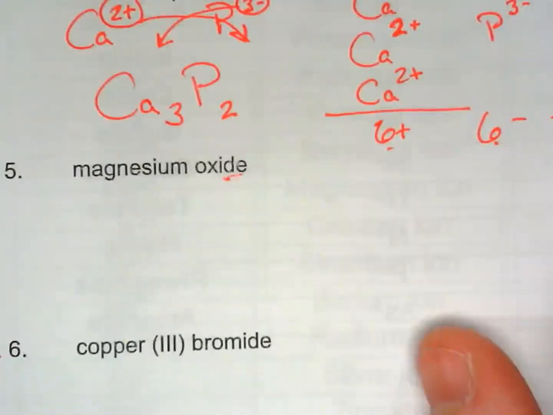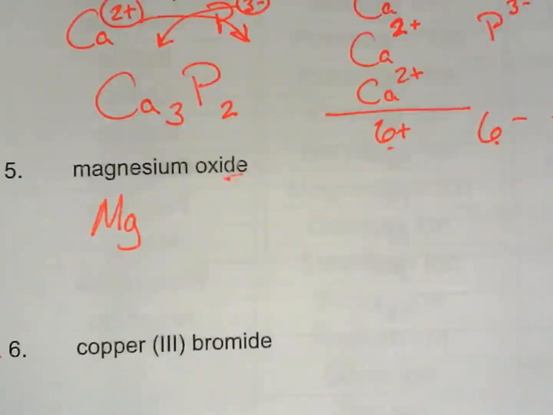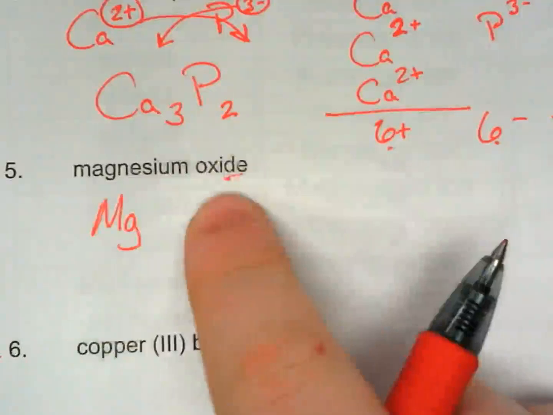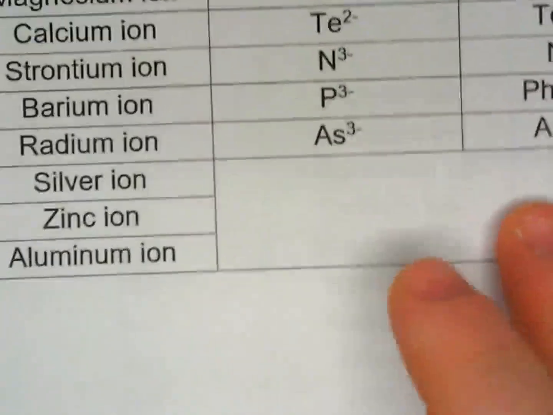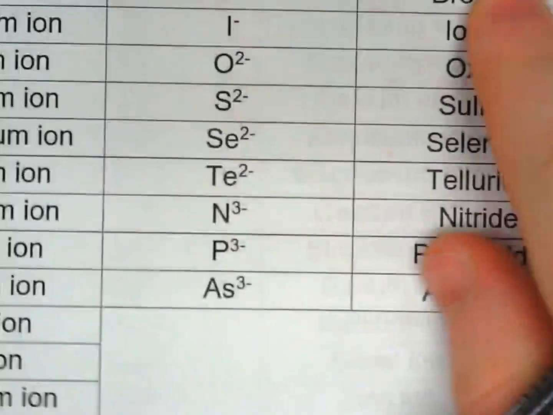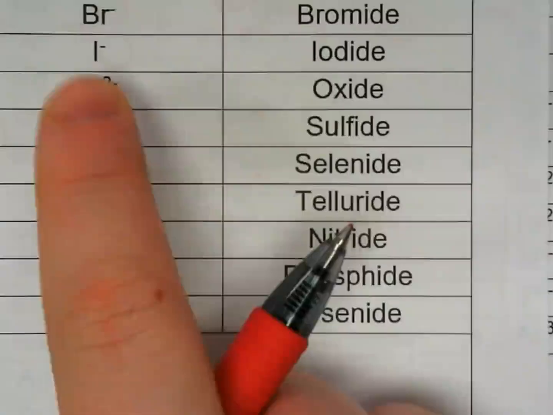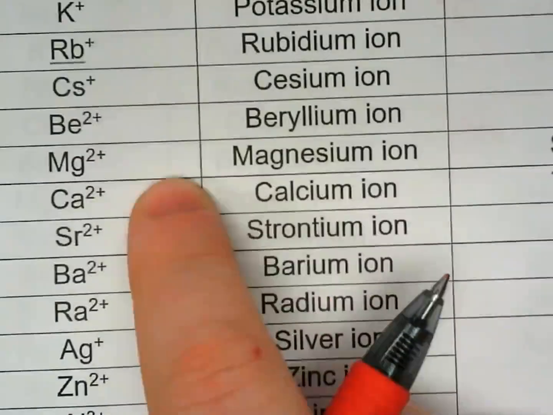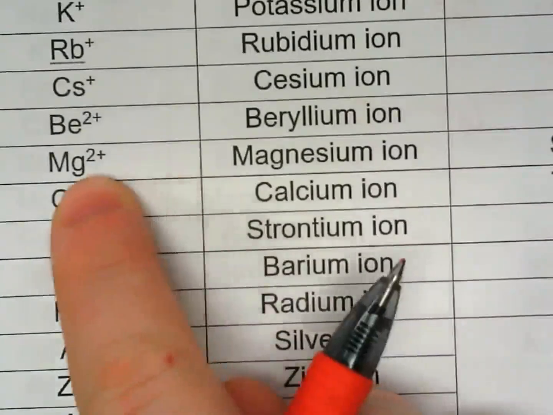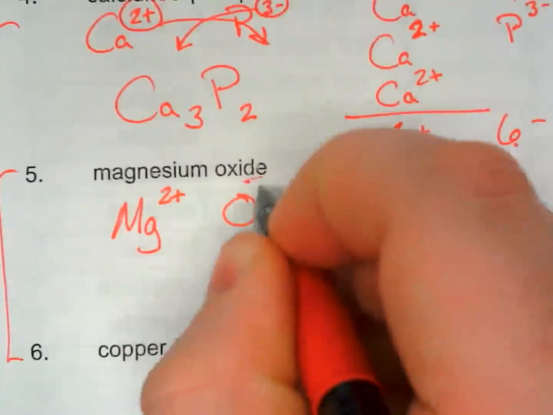Okay. Now let's take a look at magnesium oxide. Magnesium, because it's named magnesium, easy enough, Mg. Oxide though, maybe some of you already know, maybe just by guessing, but let's see what's named oxide over here. Aha! Looks like oxygen is named oxide. So it's going to be oxygen, 2 negative. And magnesium is going to be 2 positive. So 2 positive, and then my oxide is 2 negative.